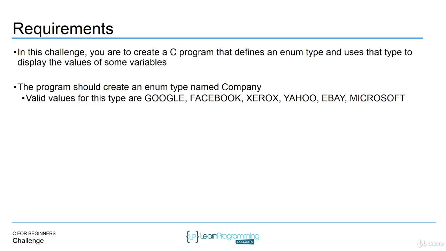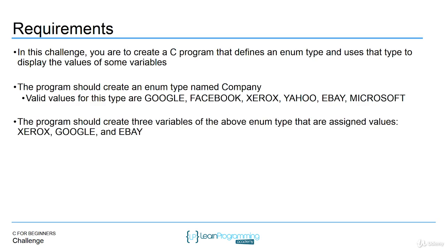But in this code, we want the program to create an enum type named company. And for this enum type, the only valid values are Google, Facebook, Xerox, Yahoo, eBay, Microsoft. All caps. And also, the order is important because they represent integers. So it should be the same order as well. Google should be first, Facebook second, and so forth. Xerox is kind of out of place there, but that's okay. So we're going to create this enum type because that's the first thing you do with enums. You create the type, and then you use the type.